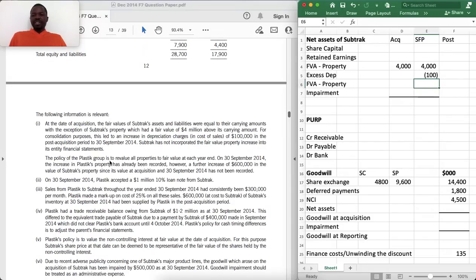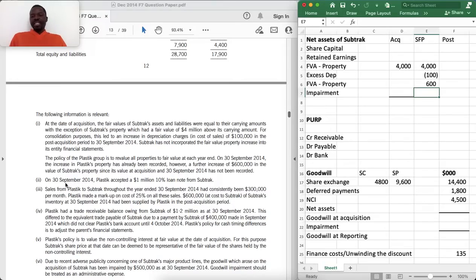The policy of the Plastik is to revalue all properties to fair value at each year end. On 30 September 2014, the increase in Plastik's property has already been recorded. However, a further increase of 600 in the value of the Sapret's property since its value at acquisition and 30 September has not been recorded. So this asset also increased in value at the end of the year. So there was a fair value increase of the same property of 600. We are done with that note.